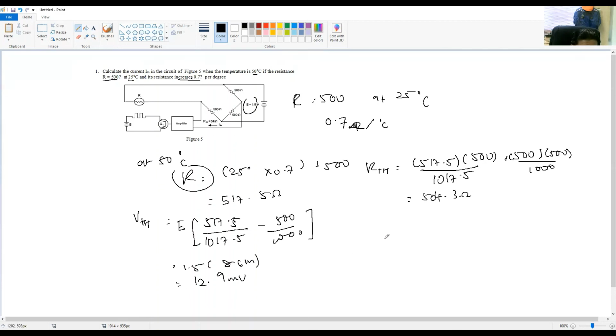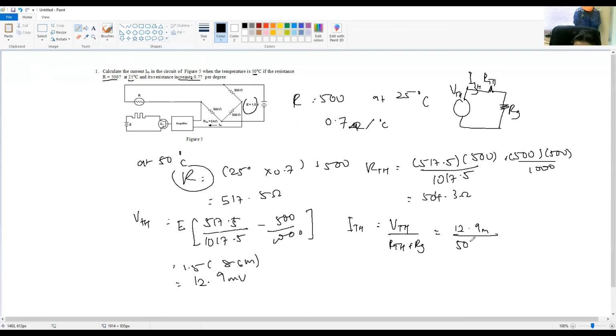And then you can calculate the current ITH or IN, with the formula VTH over RTH plus RG. Some of the books refer to RG, some of the books refer to IN, but it will be the same. We can simplify this one, so our circuit will be like this. This is the VTH, and then this is RTH or RG, and then this is RG. So I just substitute the value.